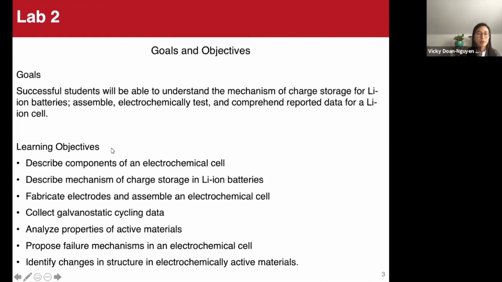For the learning objectives, at the end of the lab module, you'll be able to describe components of an electrochemical cell, describe the mechanism of charge storage in lithium-ion batteries, fabricate and assemble an electrochemical cell, collect galvanostatic cycling data, analyze the properties of these active materials, propose some failure mechanisms in the electrochemical cell, and also identify changes in structure in electrochemically active materials.